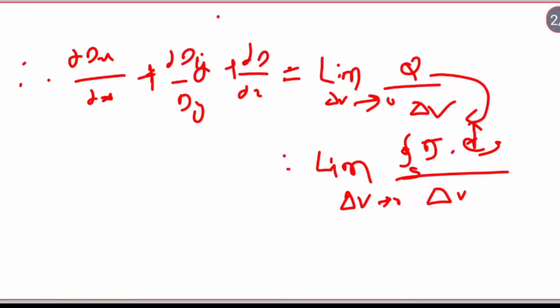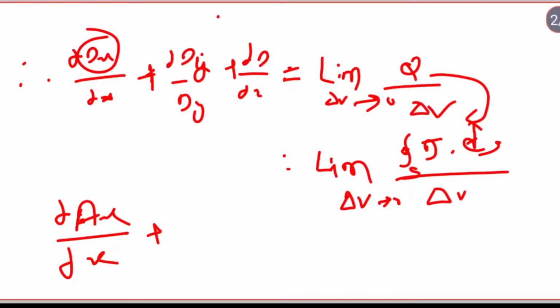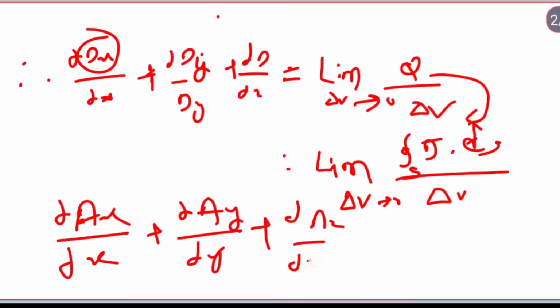Thus, in general, if A bar is any vector, not only D bar, say force, velocity, temperature gradient or other vectors, then in place of Dx we can write dou Ax. Assume that A is a vector. We can write dou Ax by dou x plus dou Ay by dou y plus dou Az by dou z equal to limit delta V tends to 0 of A dot dS.